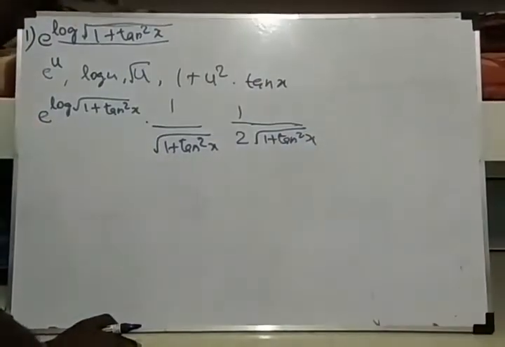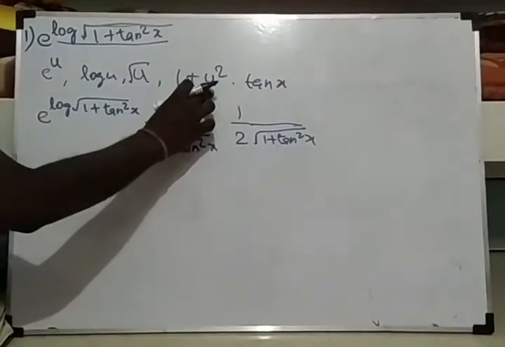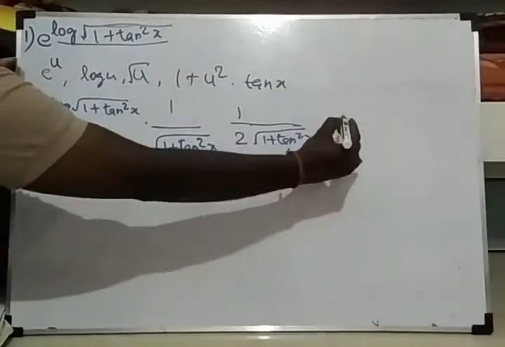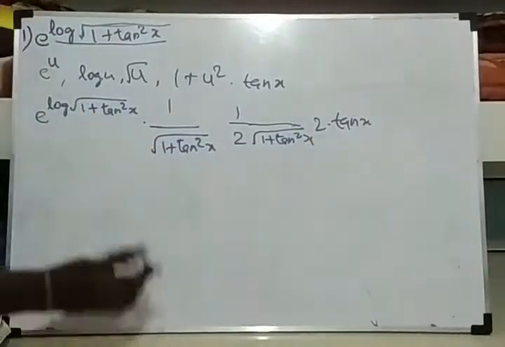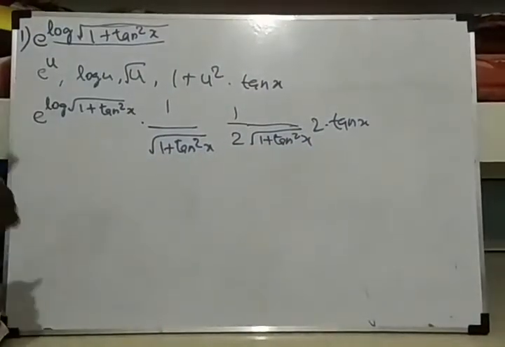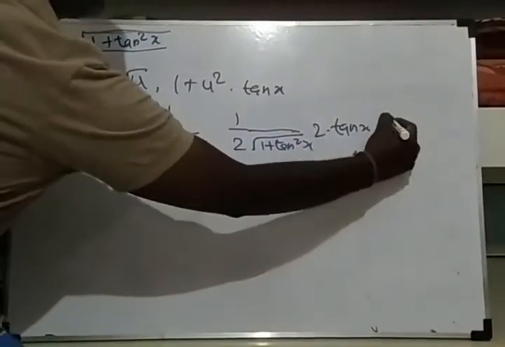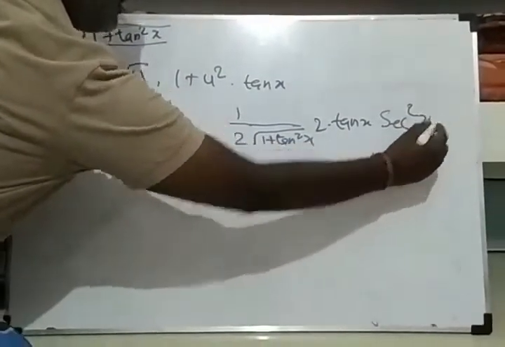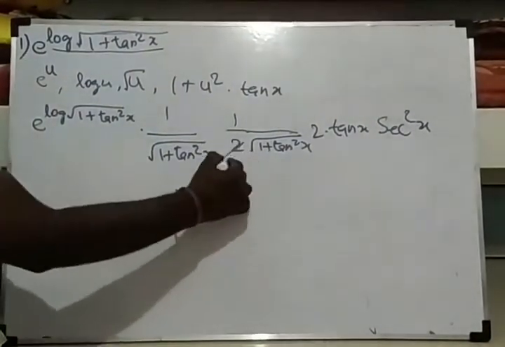Now we have to go for the inside one, which is 1 plus u square, where the differentiation of 1 is 0. So u square is 2u, which is 2 tan x. Now you have to do it for tan x. The derivative of tan x is secant square x.